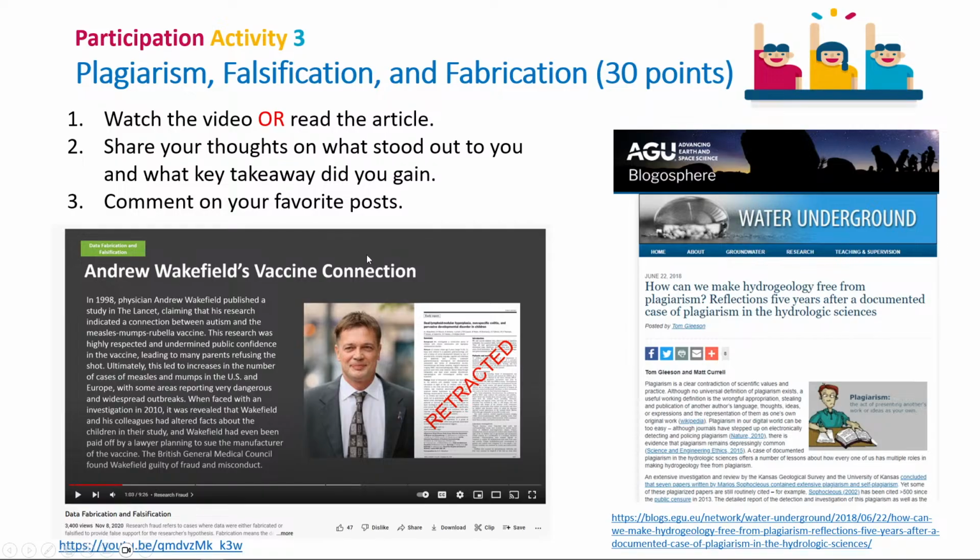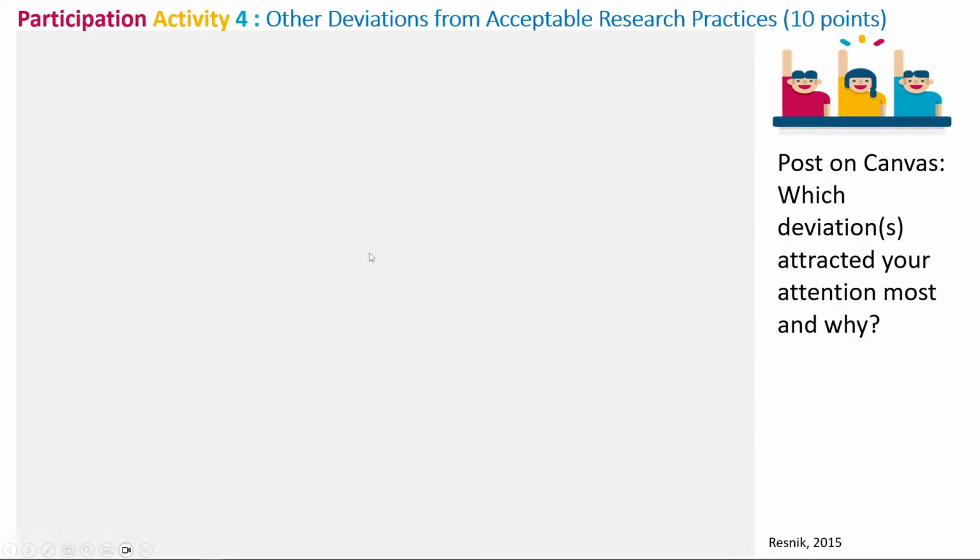Okay. The last thing I want to cover for this lesson is other deviations from acceptable research practice. Here I'm just putting other deviations. I got it from this site on research. This is also another participation activity. I want you to read these carefully and then, on Canvas, say which deviation, one or more than one, attracts your attention most and why.